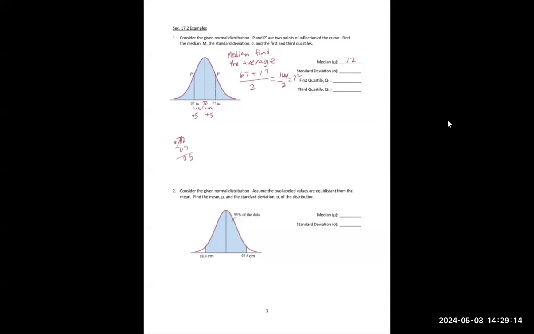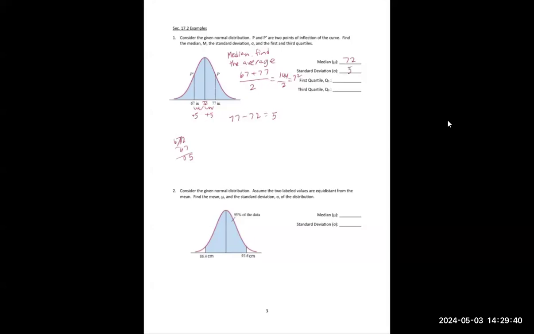And the distance from the mean to the 77, we can calculate by doing 77 minus 72. That will tell us the standard deviation, because this point, the 77, where the inflection point occurred, must be at one standard deviation above the mean. So if I take 77 minus 72, that gives me the standard deviation, and it's 5.